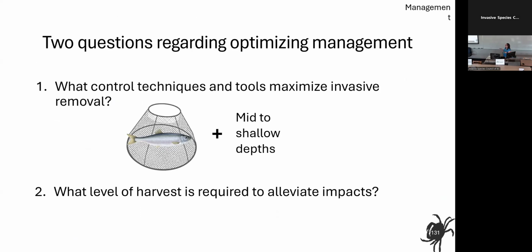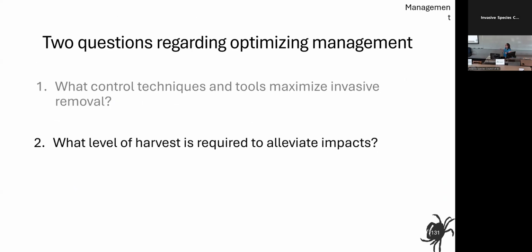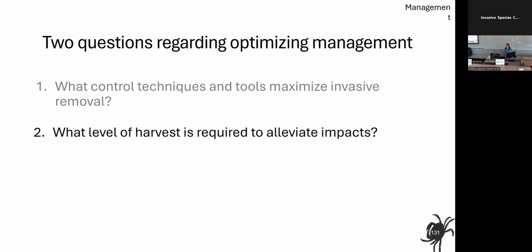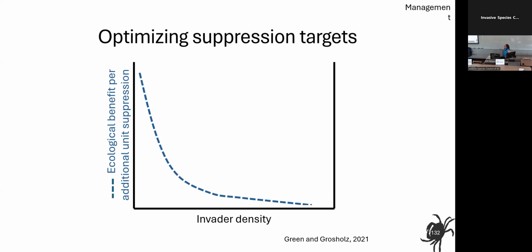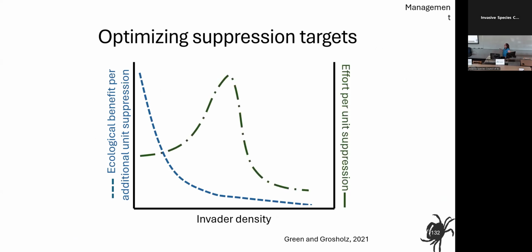So using this information, we're starting to ask the question about what level of harvest is required to alleviate these impacts. Again, some of this might sound a little familiar from Stephanie yesterday, but if we're thinking about optimizing targets, and we have a graph with invader density on the x-axis, on the left, you have your ecological benefit per additional unit of suppression, and it decreases as invader density goes up. On the right, if we have effort per unit suppression, you see this nice little peak, and it decreases again as invader density goes up.